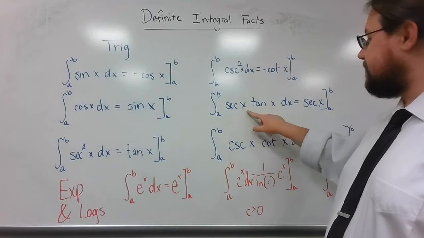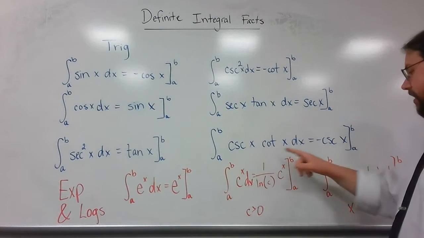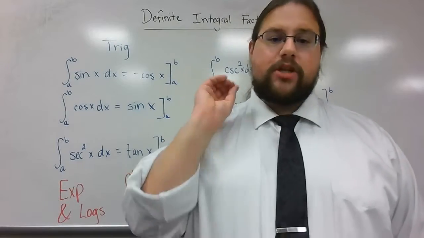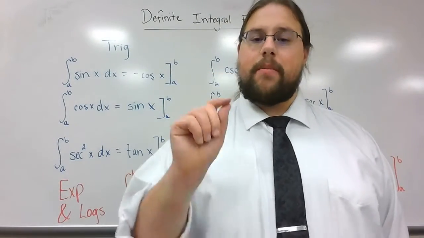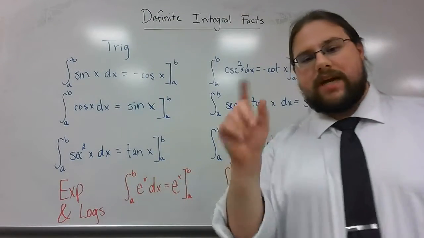If you do secant times tangent of dx, you get secant. If you do cosecant times cotangent, you're going to get negative cosecant, again it switches. So make sure you are watching out for these. These are ones that come up often. These are all the trig values that you need to make sure you pay attention to for definite integrals.